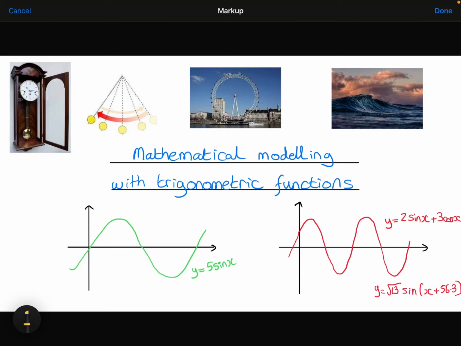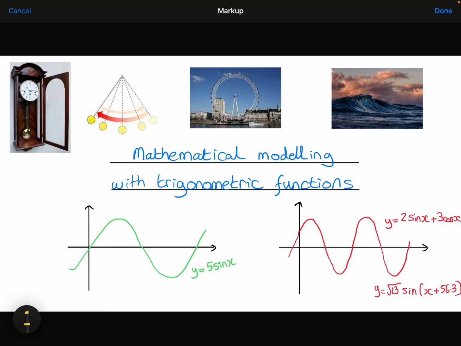This video is all about mathematical modelling with trigonometric functions. Whenever we have a real-life situation that can be assumed to be repetitive, oscillating, periodic, so something like a pendulum going from side to side, or a Ferris wheel going around and around, or the tide coming in and out, or a wave going up and down, all of these situations are repetitive, they oscillate, and they're periodic.